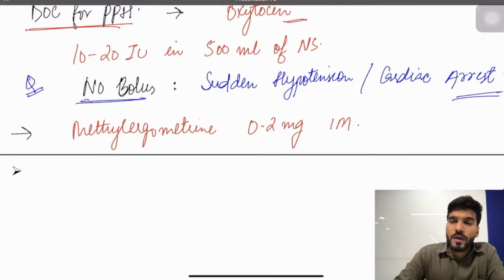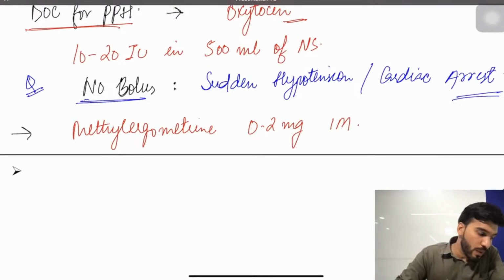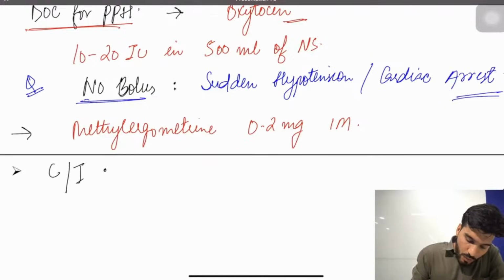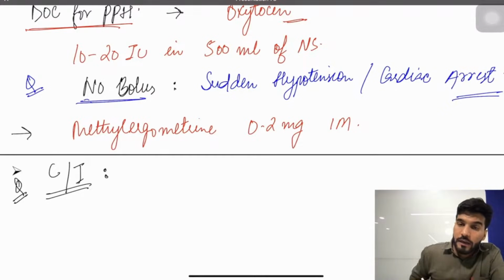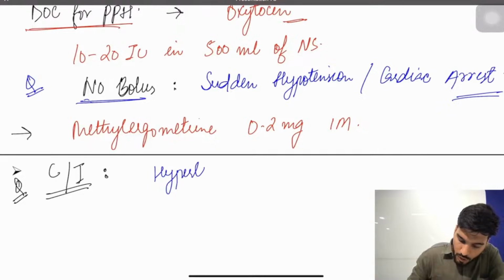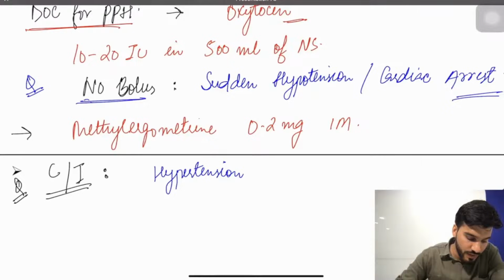This drug has a peak action in 90 seconds, but the question they can ask about this particular drug is the contraindication. What is the contraindication of this drug? First of all, never give it in hypertension. You cannot give this drug in hypertension. The first contraindication is hypertension.